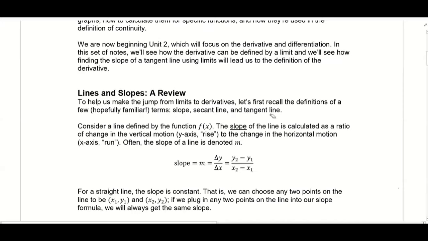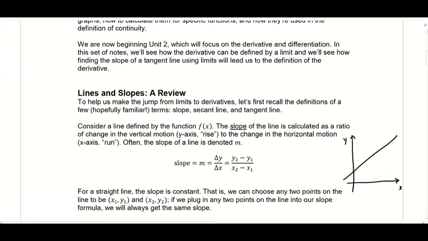If we consider just a regular line defined by the function f of x, then when we talk about the slope of this line, we're really talking about a ratio of change. So let's say I just had a line here. What the slope represents is a ratio of the change in our vertical motion, so the change in our y-axis or y distance, over the change in our x-axis or horizontal motion.